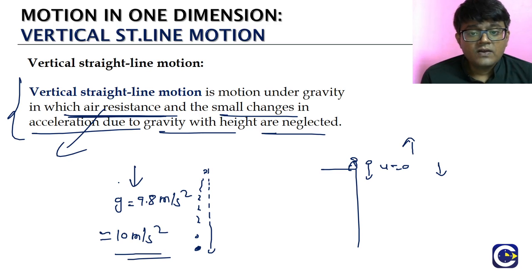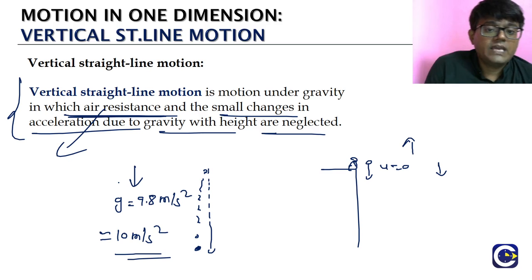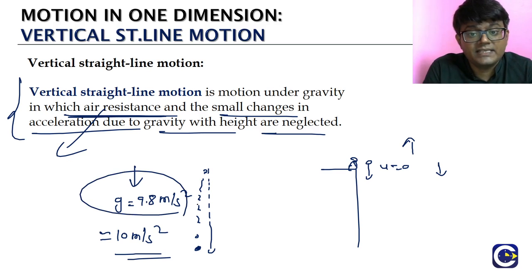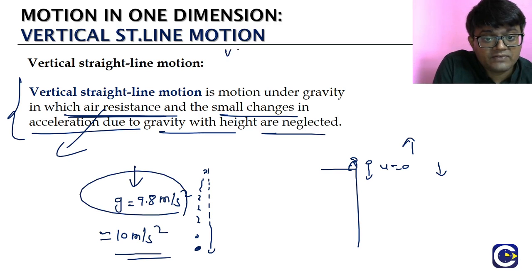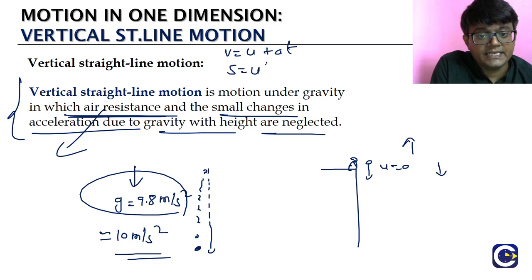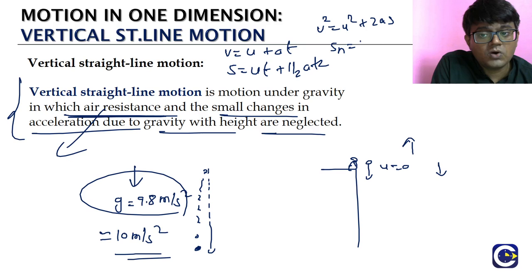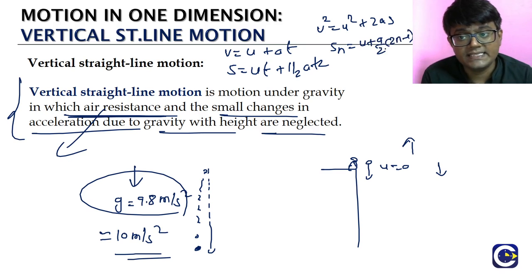Then for the 1D motion, we have used the equations of motion, because remember, what are we saying here? Acceleration is constant, means it is a uniform acceleration. Uniform acceleration, we already talked about it. We have the equations of motion. What are the equations? v is equal to u plus at, s is equal to ut plus half at square, then v square is equal to u square plus 2as, then Sn is equal to u plus a by 2 into 2n minus 1. All these equations we have seen.